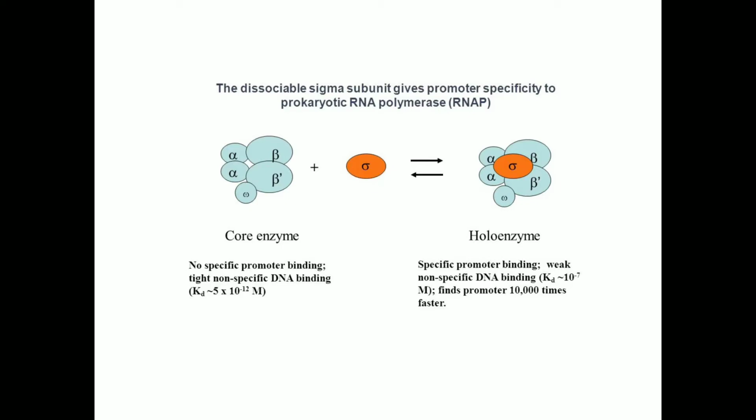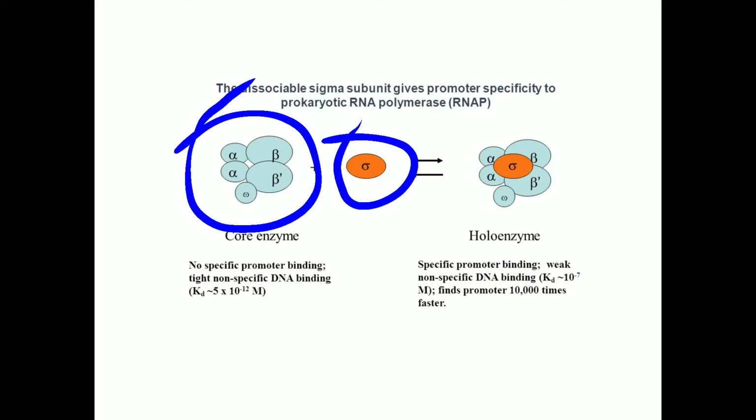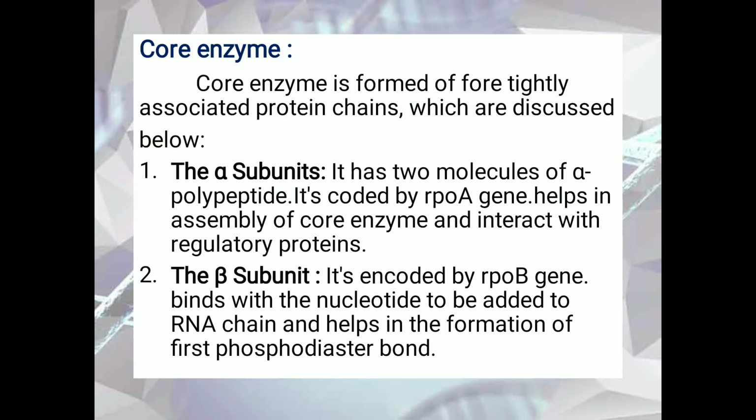Here is a diagrammatic representation of RNA polymerase. This is the core enzyme and this is the sigma subunit. The core enzyme consists of 4 subunits, actually 5 subunits. The omega subunit doesn't have any activity as it is only for enzyme assembly. And then the sigma factor comes and forms the RNA polymerase holoenzyme. We already know about the subunits, that is 2 alpha subunits, 1 beta and beta prime subunit, assembled by omega.